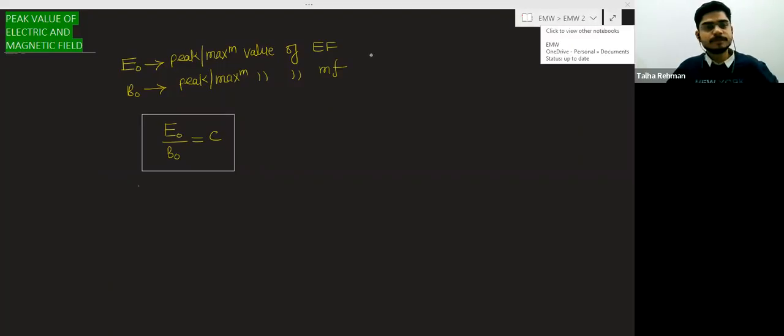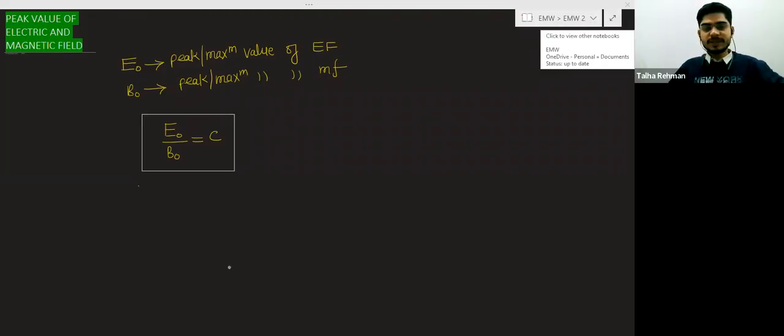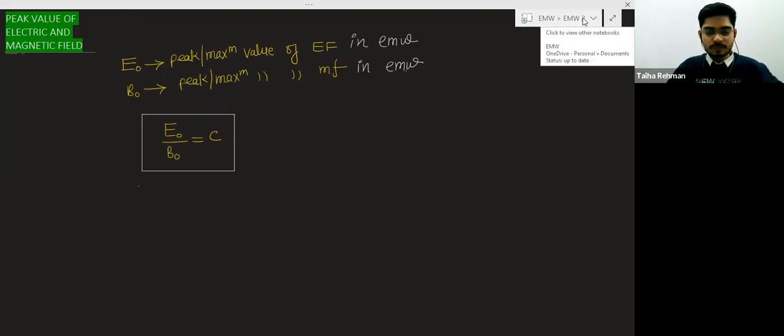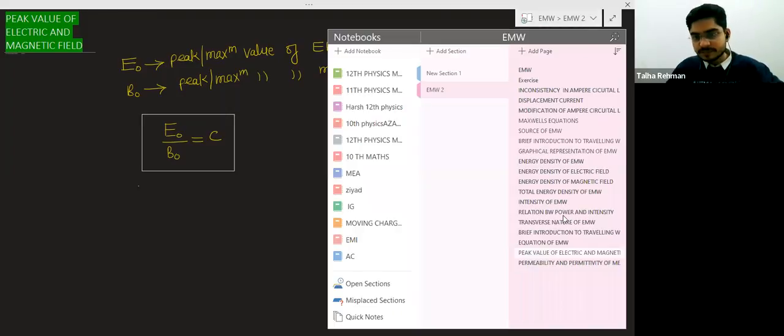Write down the heading also: peak value of the electric and magnetic field in electromagnetic wave. Basically, these are the peak value of the electric field and magnetic field in electromagnetic wave. Okay, you can add here electromagnetic wave, but it is understood that I am talking about electromagnetic wave. EMW means electromagnetic wave.